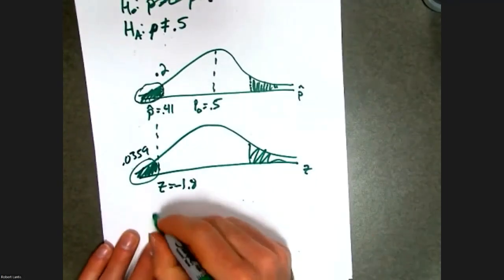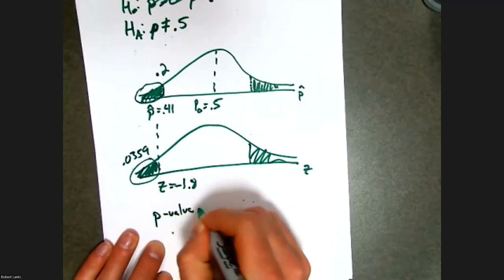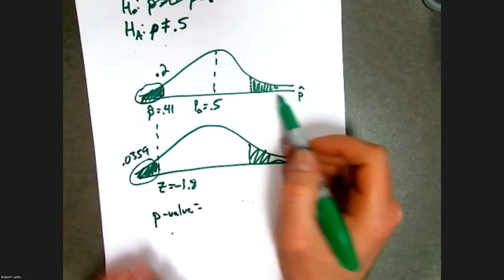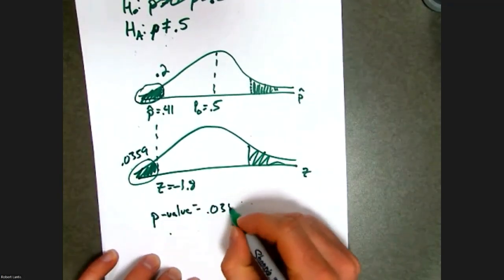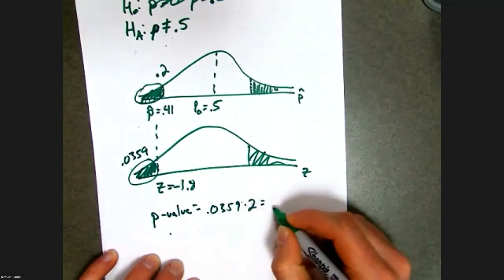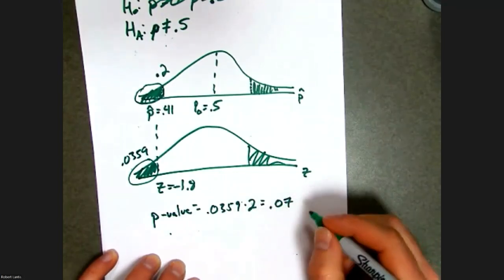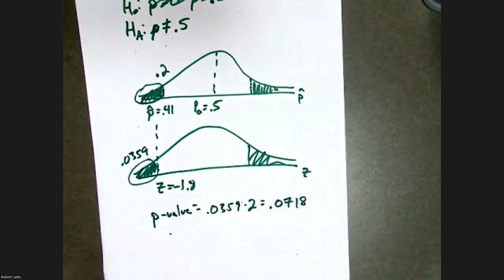0.0359, but that's not my p-value. That's only half of my p-value, right? So I need to take that, multiply it by two. I think I'm doing this math in my head correctly, and it'd be about 0.0718.